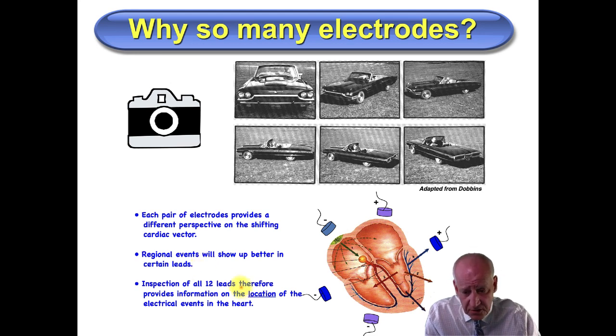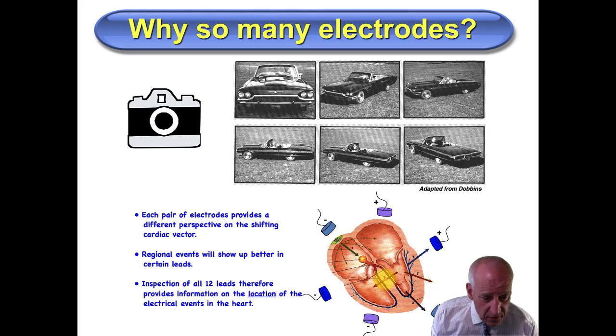So, inspection of all 12 leads therefore provides information on the location of the electrical events in the heart. If there is a conduction defect or an arrhythmia arising from a certain territory of the heart, we can inspect the different leads and evaluate which leads the anomaly shows up best in, and that can give us information about the site of a conduction block or an arrhythmia.